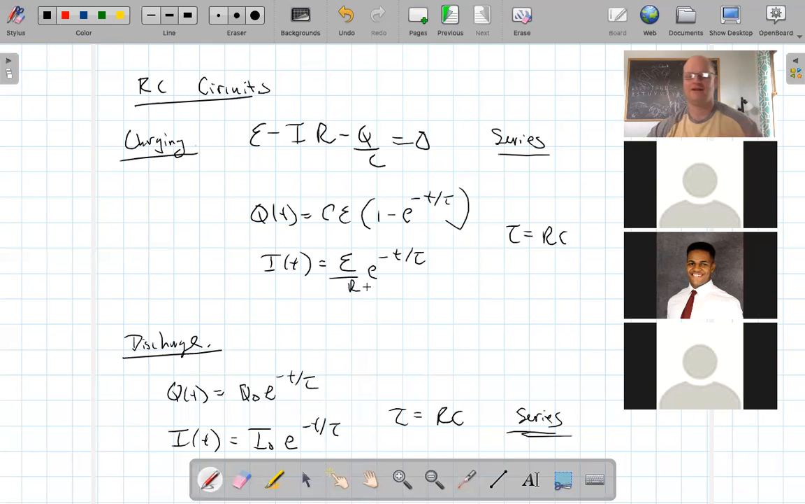Sure. On the charging, you say it's like the E minus I R minus Q divided by C is only for in series. Yes. Can you just make the capacitors in series if you gave us like parallel, and then just do with the formula? Well, it depends on how I connected it. Okay. So what you're saying would be true, yes.